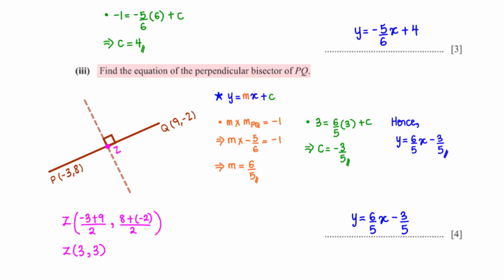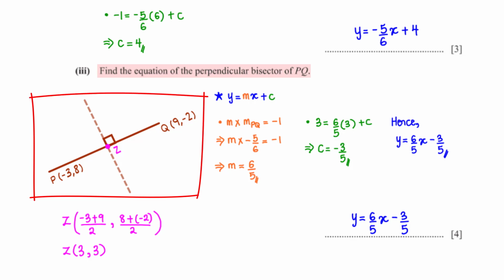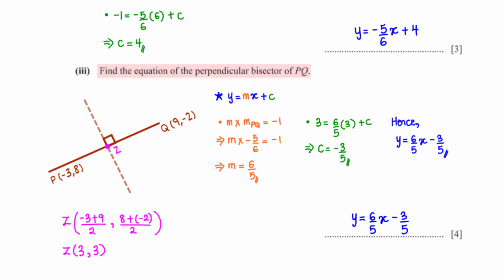Find the equation of the perpendicular bisector of PQ. On the diagram, we've indicated the perpendicular bisector of PQ with a broken line. It's a straight line and so its equation can be expressed in the form y equals mx plus c. Since this line is perpendicular to PQ, the product of their gradients will be equal to -1. We found the gradient of PQ in the initial question as -5/6, and so we have m times -5/6 equals -1. When we make m the subject, we get 6/5.